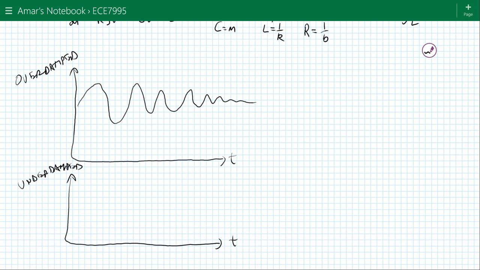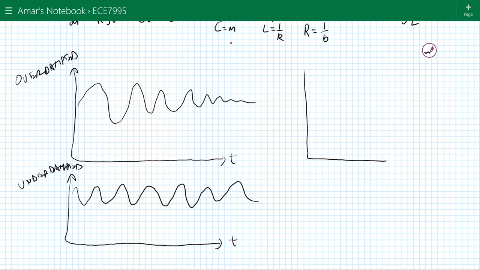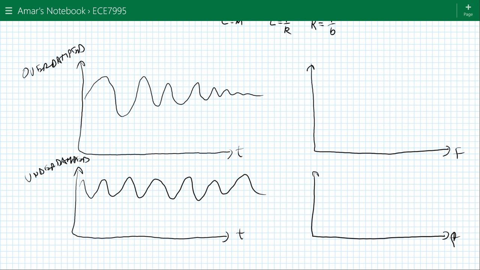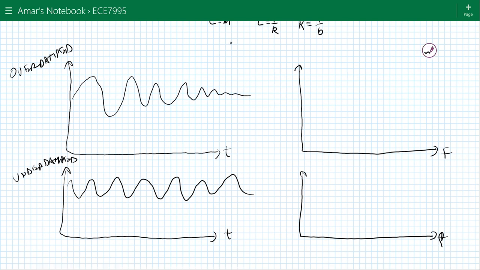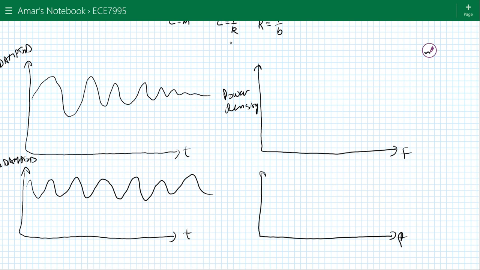In an underdamped system, where we have fewer energy losses, these oscillations go on forever. Now, in the frequency domain, this looks something like this. So if we were to look at the frequency and what's called the power density, in this overdamped system, we'd see something that looks like this, where this is F0. This is the resonant frequency of the system.